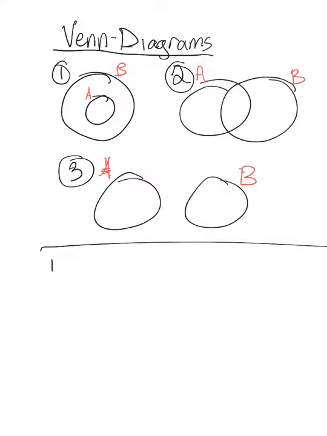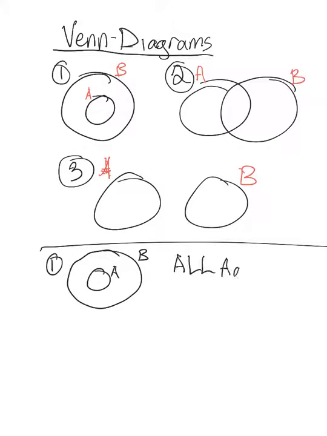So let's first consider the first form, where A is inside of B. This form of Venn diagram is used in 2 different cases, either all A are B, or if A then B. Let's first consider the case where all A's are B's.